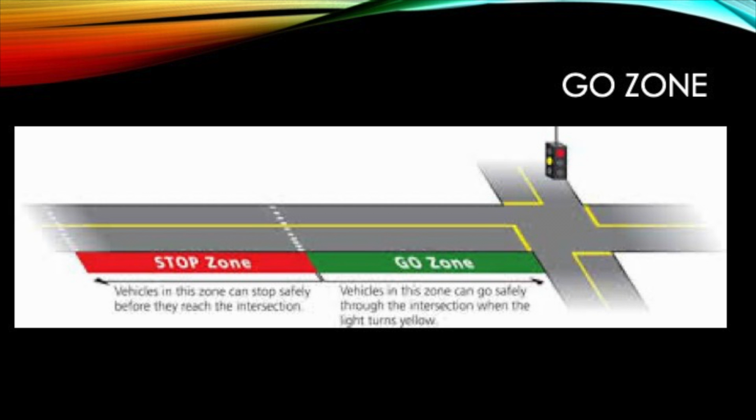The go zone is the area where it is safe enough for the driver to make it through the intersection. Go zone is determined by the yellow light time, speed of the vehicle, and the width of the intersection.